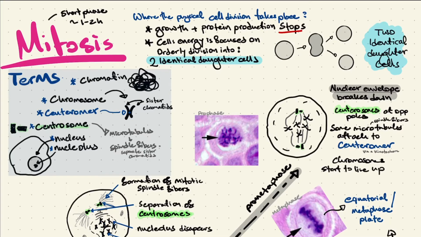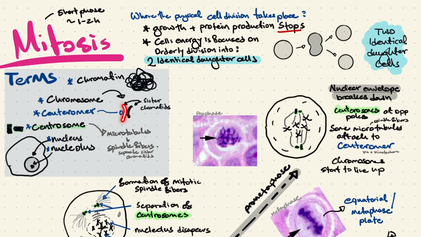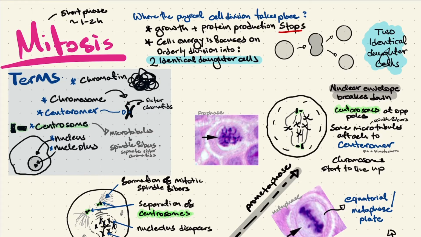Before we go ahead, let's clarify some potentially confusing terms. So, first of all, there's chromatin. This is uncoiled DNA that is found in normal cells that are not dividing. And during cell division, this condenses down into chromosomes. Chromosomes are these X-shaped structures that are made of 2 identical sister chromatids. So basically, each one of these is an exact copy that is joined together at the center by a structure known as centromere.